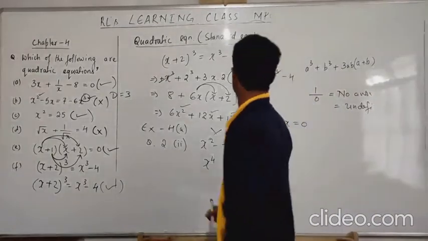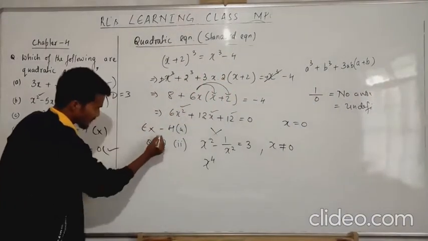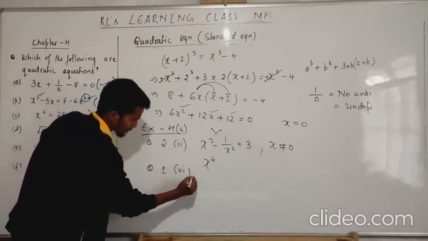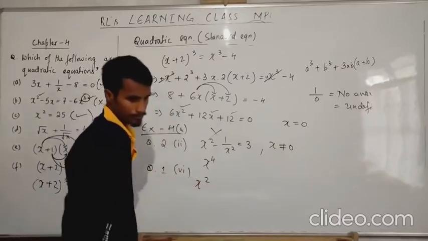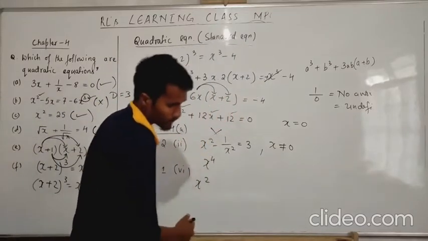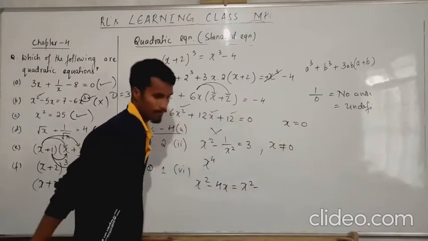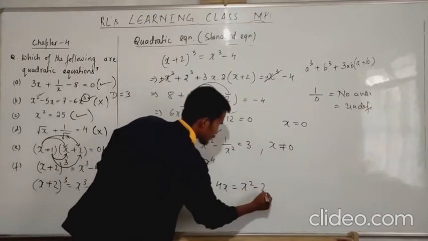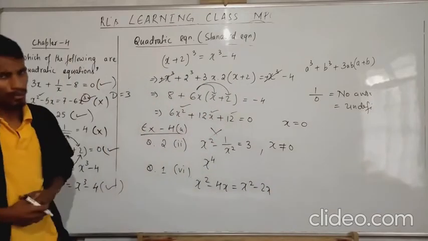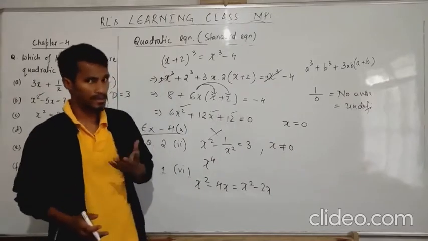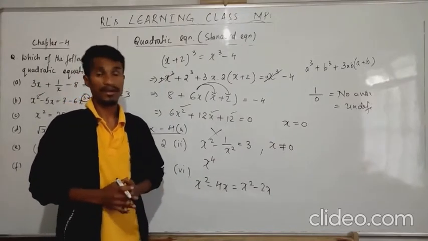Question number 1-6, same exercise. I give x squared minus 4x is equal to x squared minus 2x. Now, do we ask whether this is a quadratic equation or not? By looking here, x to the power 2 means the degree is 2. Then obviously you would say this is a quadratic equation.